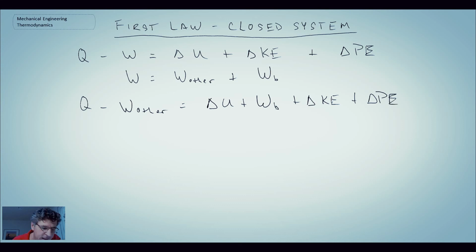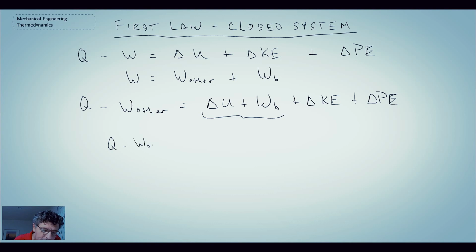we get an equation that looks like this. Now, what you'll notice that I've done is I've pulled the boundary work onto the right-hand side of the equation. It was originally on the left, and I pulled it over onto the right-hand side. And what we're going to do is lump these two values together, the internal energy and the boundary work.